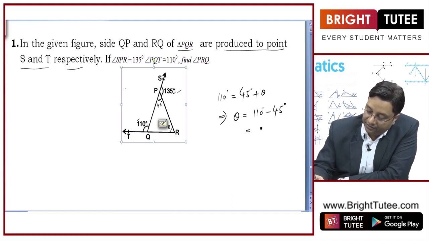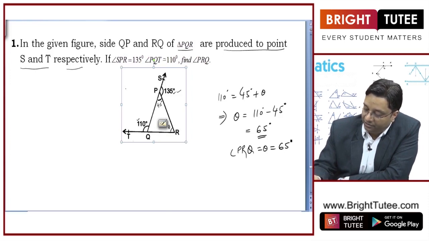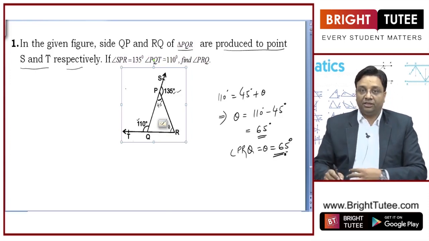that is 65. So the required angle, angle PRQ, is equal to theta, which is equal to 65 degrees. So this will be your answer.